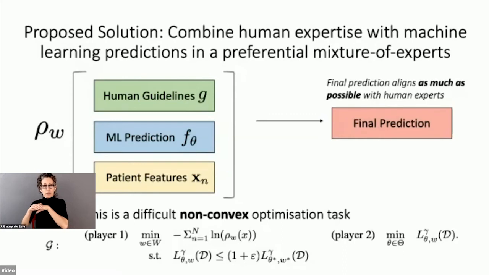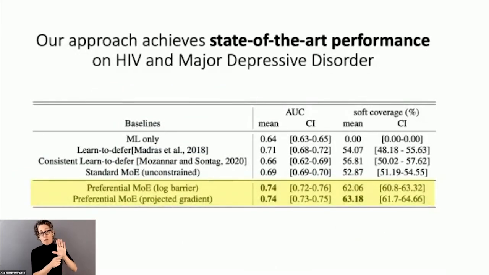Solving this problem is a difficult non-convex optimization task. We propose two algorithms to solve the problem using projected gradients and log barrier approximations. Our final predictions align as much as possible with human experts. On two applications for treating HIV and major depressive disorder, we show that our approach achieves state-of-the-art performance in comparison to existing learning to defer baselines.